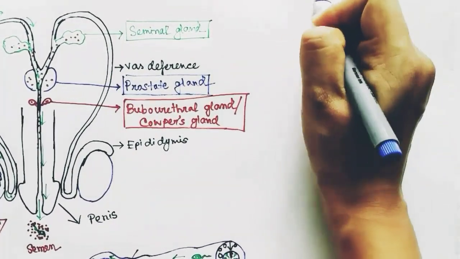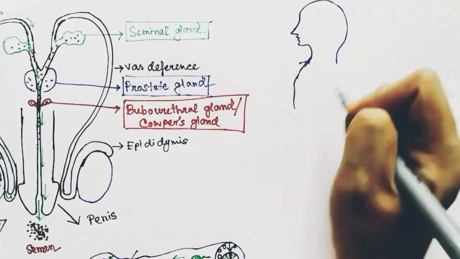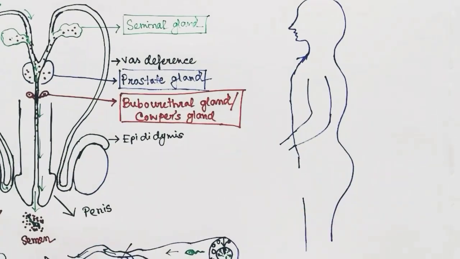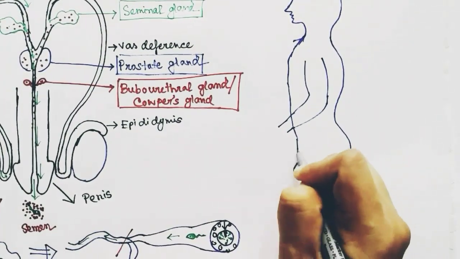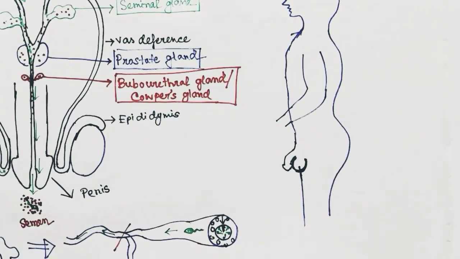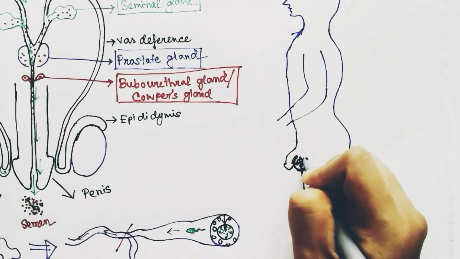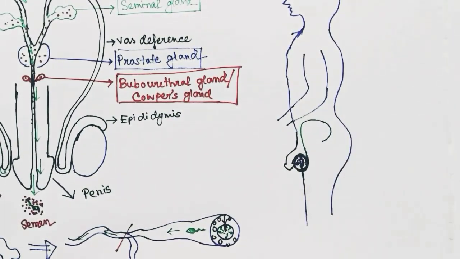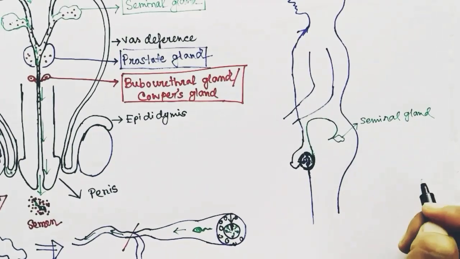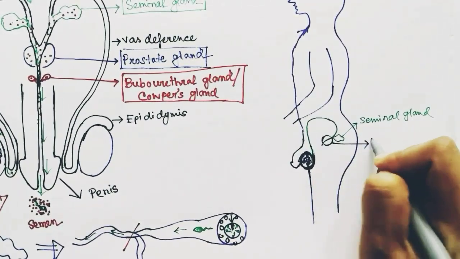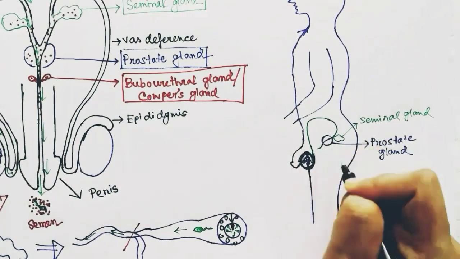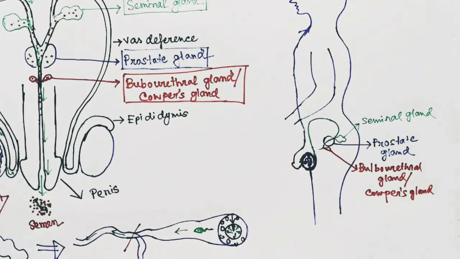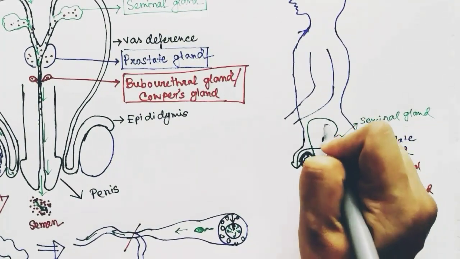Now, if we look at the side view of a man and look into the male reproductive system, we can see that the scrotum, the testis, and the penis are present, and the seminiferous tubules will give rise to the epididymis, and then it will form the vas deferens and connect to the seminal gland and then to the prostate gland. It will go through the urethra, and the bulbourethral gland will contribute to the urethra, and it will go to the penis.